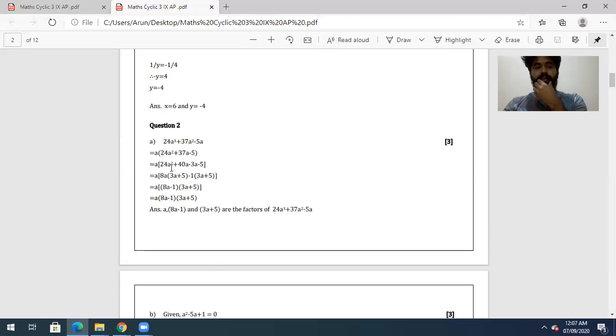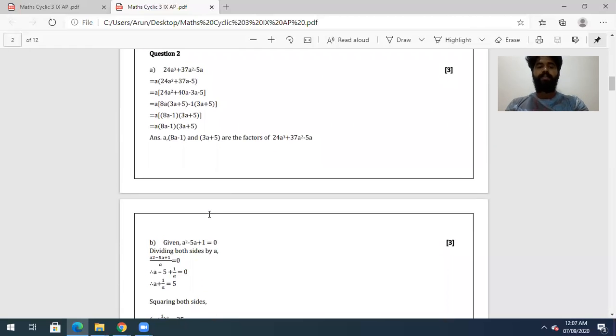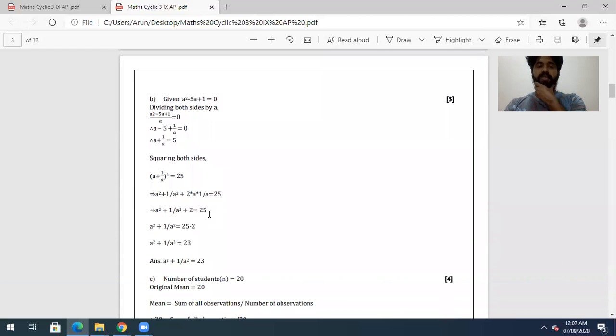You take 24 and 40, both are divisible by 8. From a square and a, I'll take a common. So we have a into 8a bracket 3a plus 5 minus 1 common 3a plus 5. We have a bracket 8a minus 1 bracket 3a plus 5. So the factors of 24a cubed plus 37a square minus 5a are a, 8a minus 1 and 3a plus 5. I hope you understood this, students. Moving on to the next question.